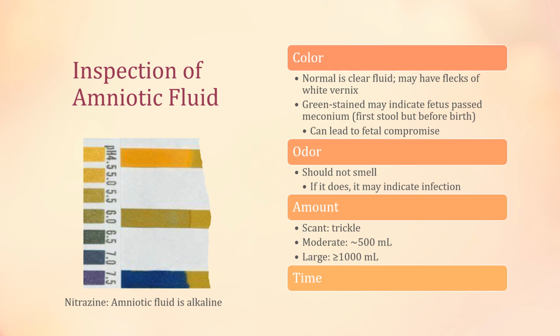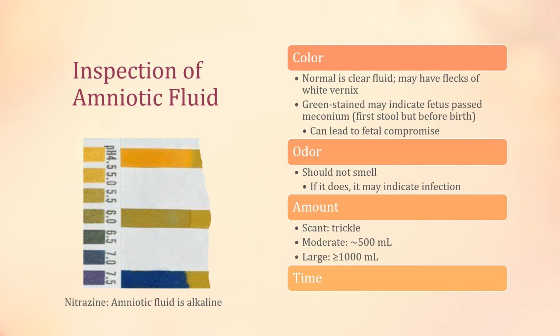So the color we want is clear. It might have flecks of vernix in it, but we definitely don't want to see green or red. Okay, green would indicate the presence of meconium, where the baby passed meconium in utero, and that is a sign of distress for the baby, because they should not be doing that. They do that when they're stressed. For instance, if they had a Valsalva response from a low heart rate.